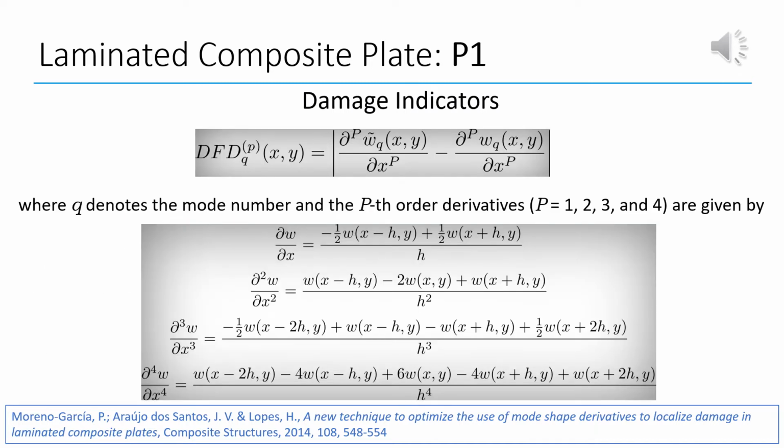The damage indicators are defined as the absolute difference of the derivative of order p of the displacement in the damaged state, defined as W tilde, and the undamaged state, defined as W. The subscript Q denotes the mode shape that is differentiated. Since p equals 1, 2, 3, or 4, we will have 4 damage indicators, one for each derivative order. Each one of the derivatives is approximated by a central finite difference of increasing order, as shown in these equations. The spatial sampling or step of the finite differences, h, is equal to the size of the elements.